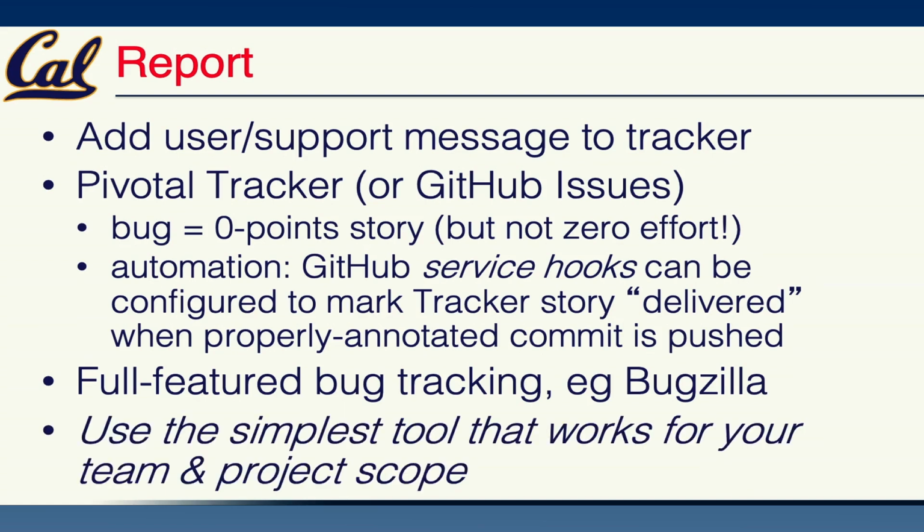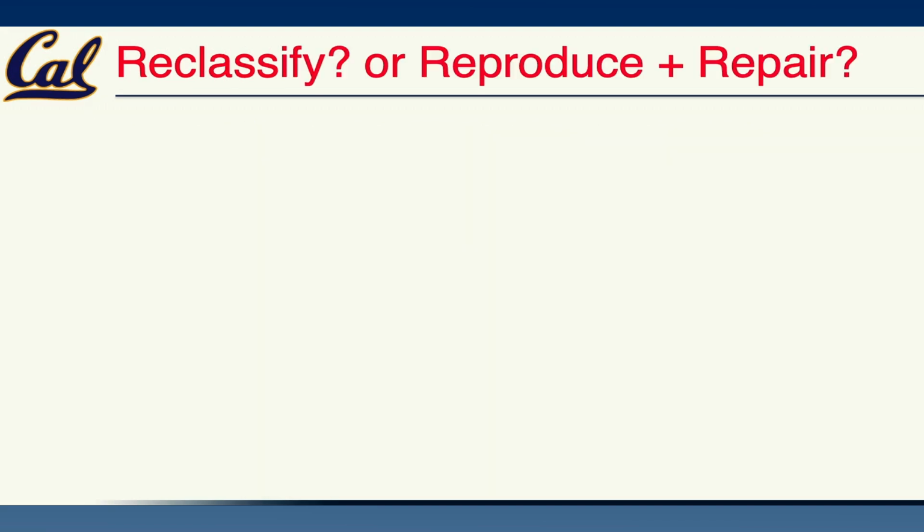But the goal here is before you add too many tools, you should use the simplest tools and process that work for your team. There's no point in adding a fully featured bug tracking tool if all it's going to cause you to do is shuffle and copy and paste comments back and forth between two different websites. Use the tools and process that you need.